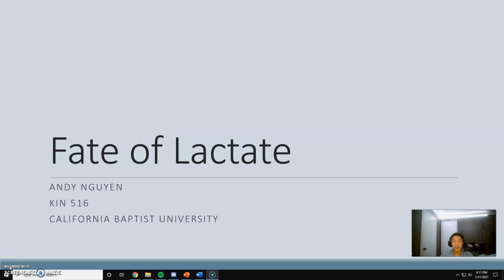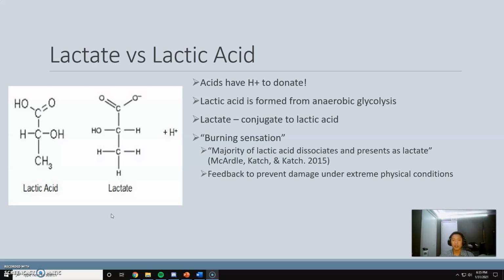We're going to be talking about the fate of lactate and this week's CAP. So let's get started. We're going to start off with the differences between lactate and lactic acid. Lactic acid is actually an organic compound that is formed through anaerobic glycolysis and dissociates quickly in the body to free up hydrogen ions.